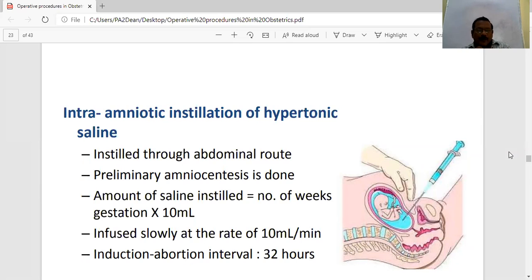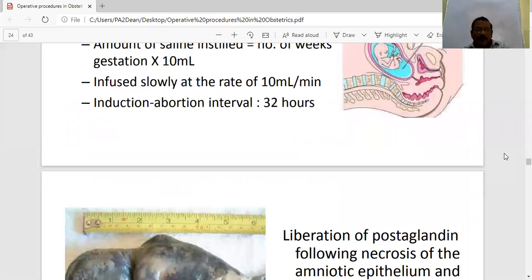That means 30 ml of hypertonic saline has to be put into the amniotic cavity. Infuse slowly at the rate of 10 ml per minute. Induction abortion interval is about 32 hours. Then there is liberation of prostaglandins following reversal of the amniotic epithelium and decidua, which excites the uterine contraction and expulsion of the fetus.